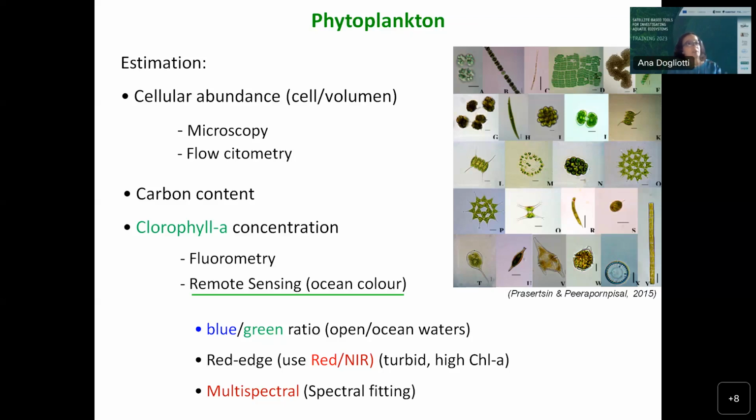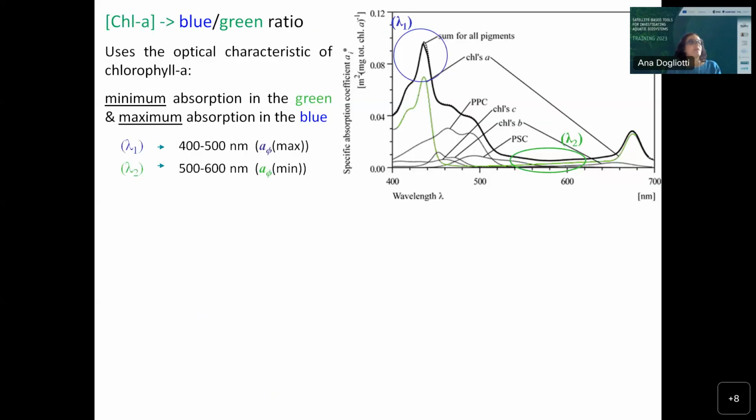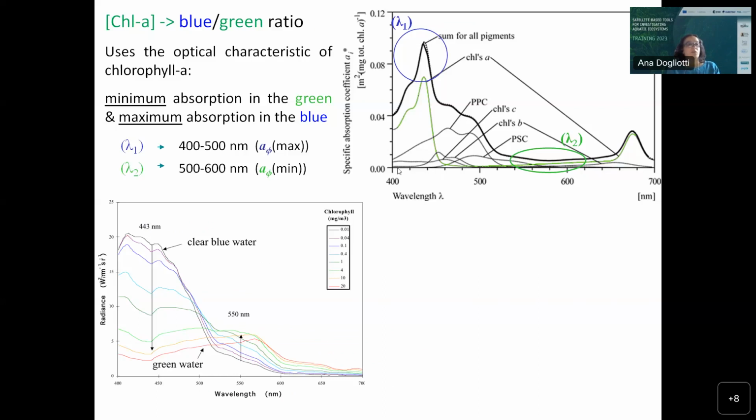So I will just mention and talk about the blue-green ratio, which is the most used, and mainly the standard product of all sensors is the chlorophyll concentration for open waters. So basically, this algorithm uses the optical characteristic of the chlorophyll that has a minimum in the green and a maximum in the blue, which I showed you before.